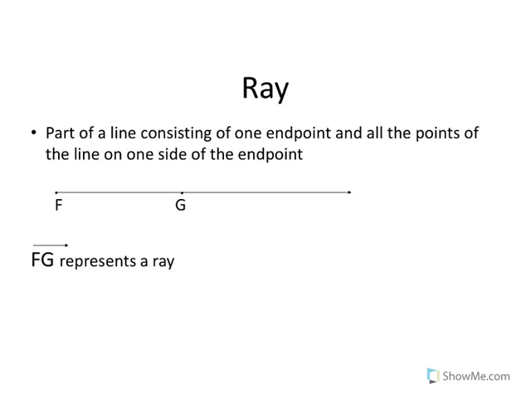A ray is a part of a line consisting of one endpoint and all the points on the line on one side of the endpoint. You notice that for a ray, we have an arrow on one end and an endpoint at the other end. To denote a ray, we would draw this to indicate that it's a ray, so we call this ray FG. Can you notice that we started with F because F is the endpoint?